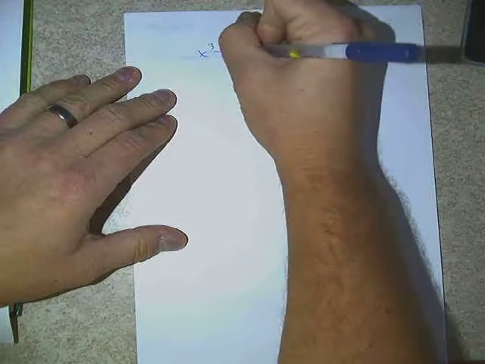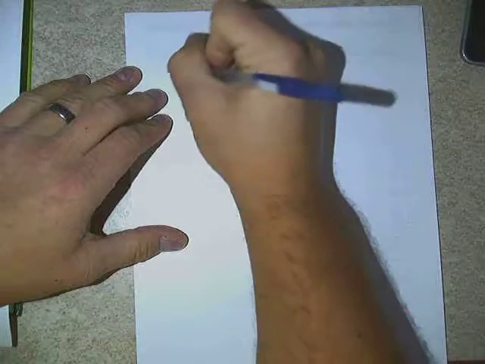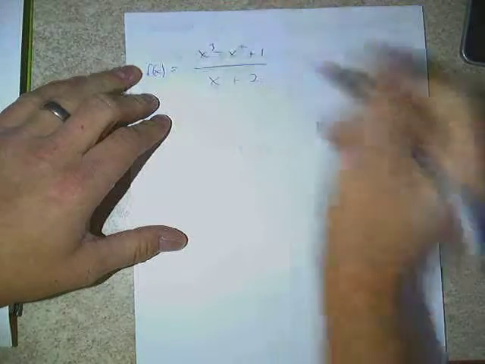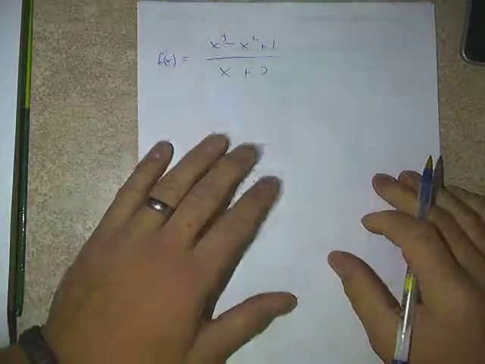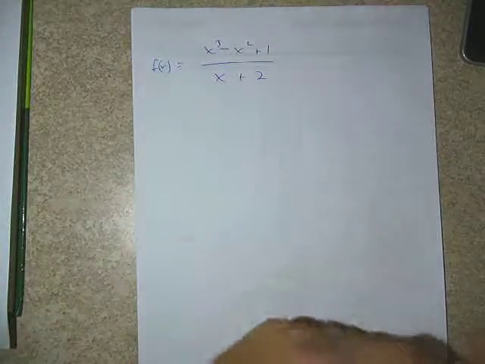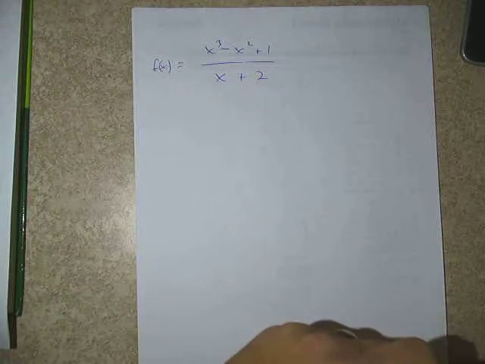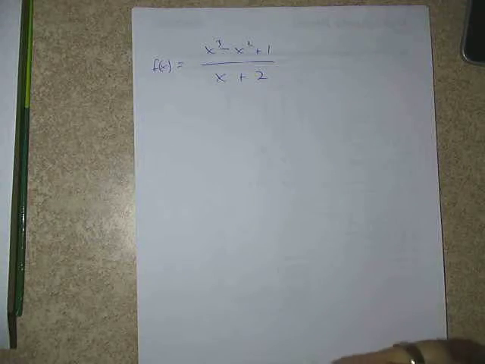All right, let's look at another. This is number 47 from your book. This one is x cubed minus x squared plus 1 over x plus 2. So this time our function is cubic on top, linear on the bottom. Okay. And based on our previous work, what would we expect here in terms of the behavior at infinity?